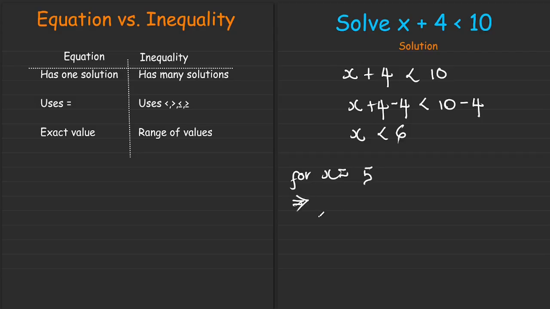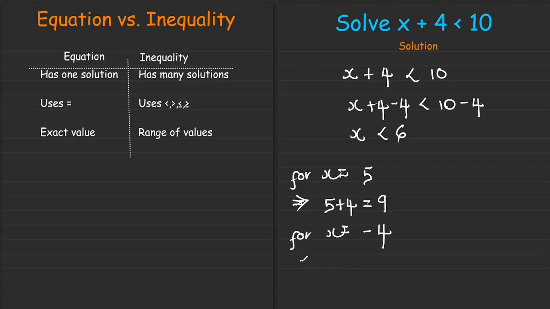Let's try for x equal to 5, and then see. So this will simply imply our left hand side is going to give us 5 plus 4. 5 plus 4 gives us an answer of what? 9. And is 9 less than 10? Yes, it is. So this satisfies our solution. If you take x being equal to any of the negative integers, so let's take negative 4.